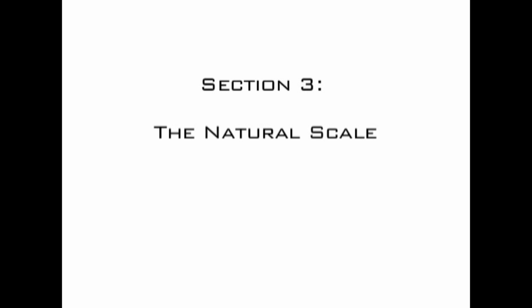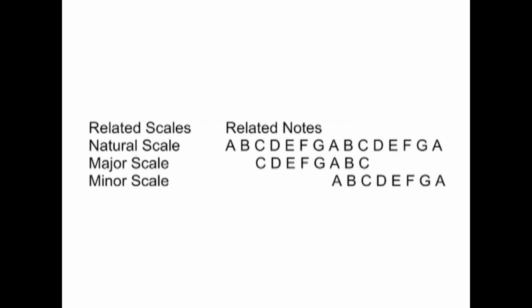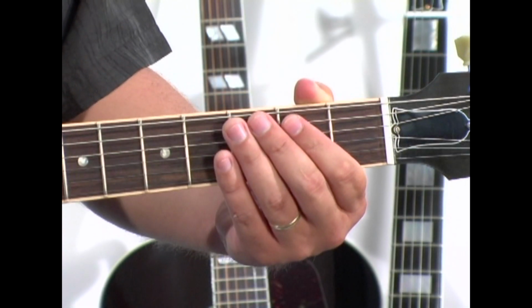The natural scale consists of the notes A, B, C, D, E, F, and G. It's called the natural scale because it consists of all the natural notes and no accidentals, meaning no sharp or flat notes. Scales are the key to writing music.